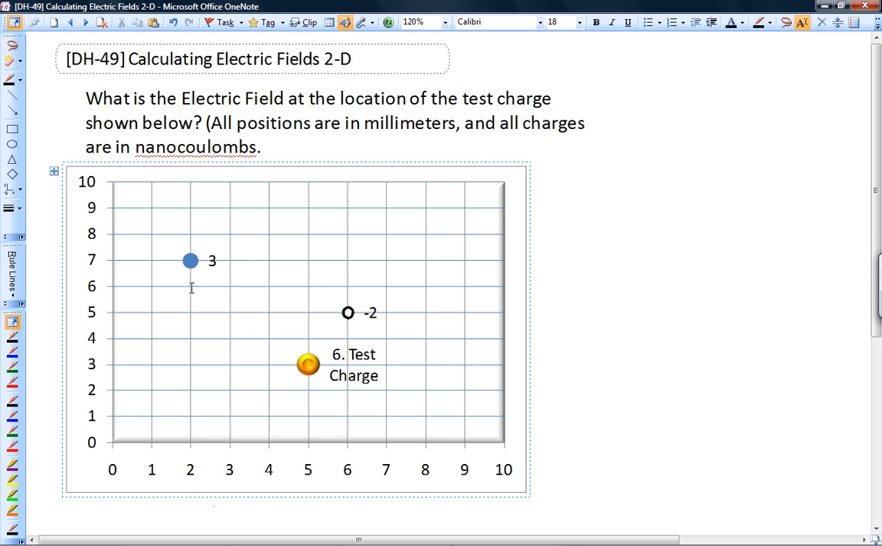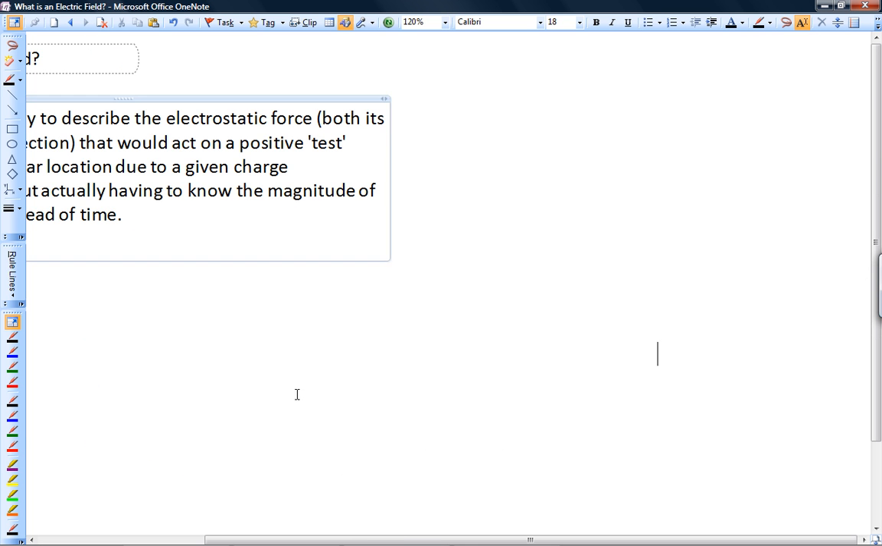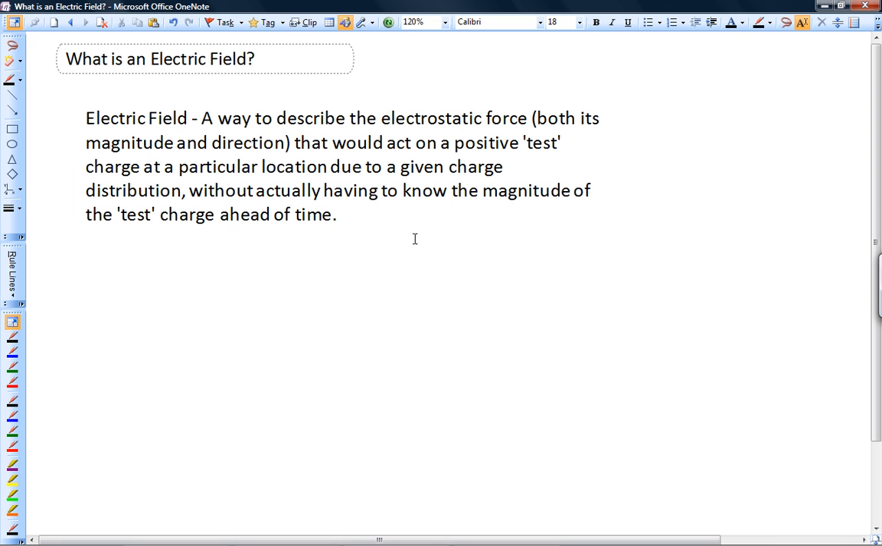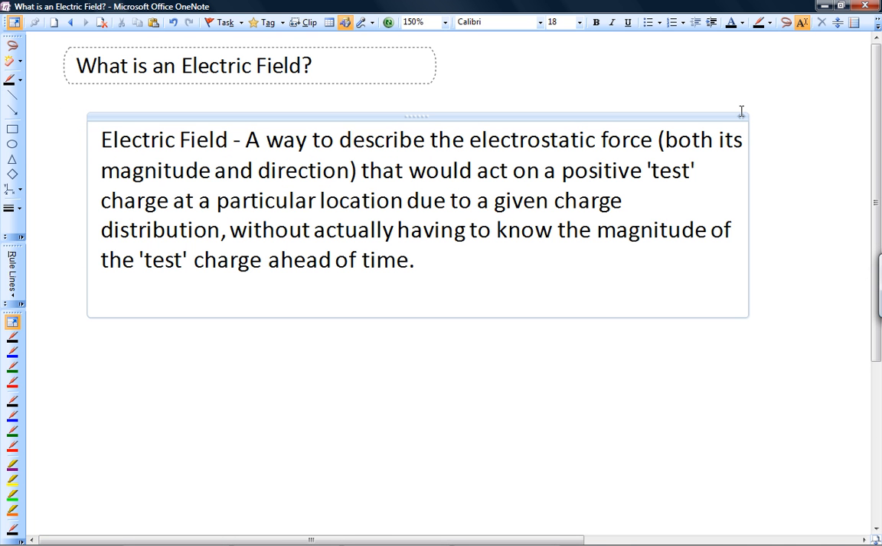What we're going to talk about today is electric fields and how you calculate the electric field from these two charges at this test charge at this location over here. Before we do that, I just want to take one moment and talk about what an electric field actually is. This is just my explanation of it, not necessarily how everybody would describe it, but I like to think about an electric field as a way that you could figure out what the force was from some distribution of charges on a test charge, something you're going to place there, without having to know the actual magnitude of that charge ahead of time.